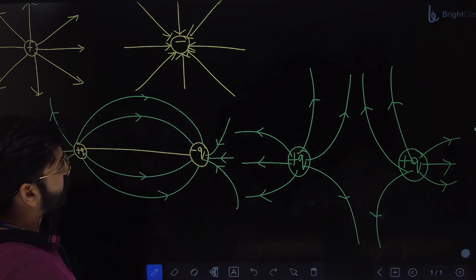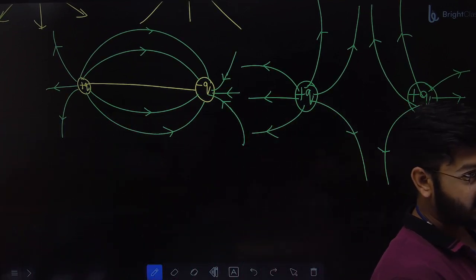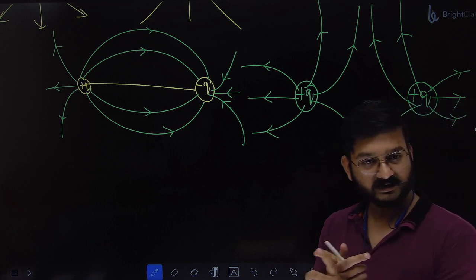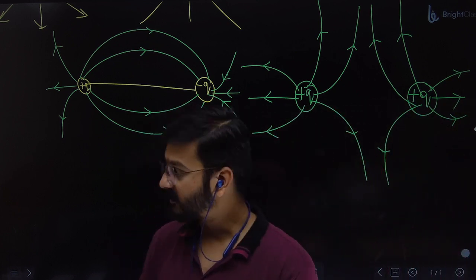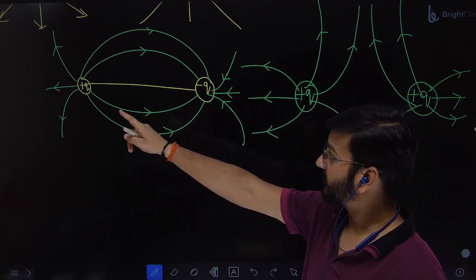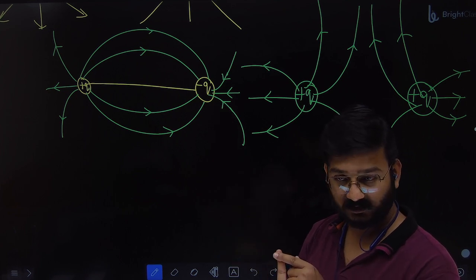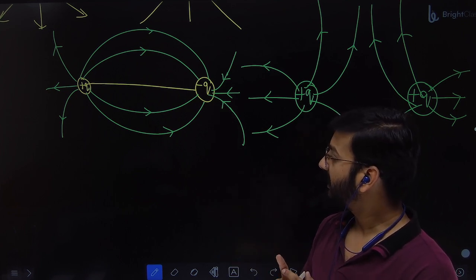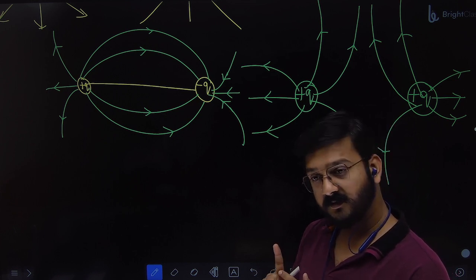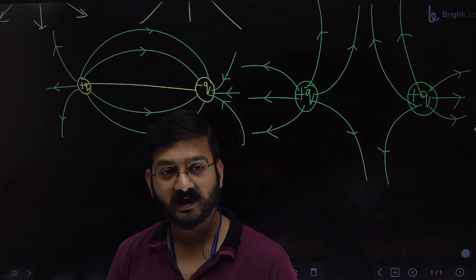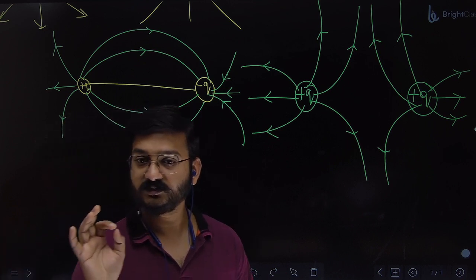So now let's write down a few points. What is the first point? Electric field lines originate from positive and terminate on negative. That's what you can see here. It is originating from plus, terminating on minus. Second point, electric field lines will never intersect. Third point, electric field lines will never form closed loops. These are the three important points which you need to remember.